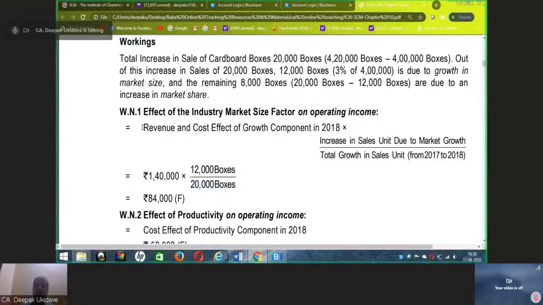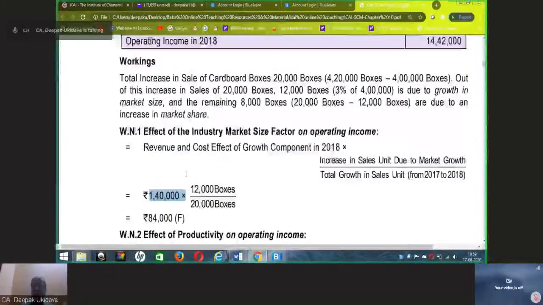Why are we not bifurcating between revenue effect and cost effect in this problem? Because the breakup is not given. You are not given the breakup of revenue and cost. The combined effect is given, and that is 1,40,000. Where does this figure 1,40,000 come from? Go back to the question and you will understand. 1,40,000 is given.